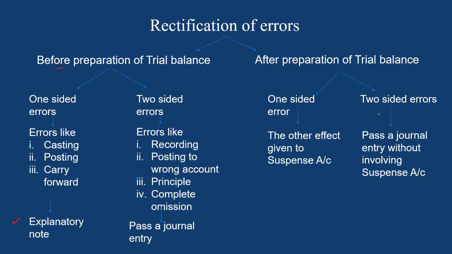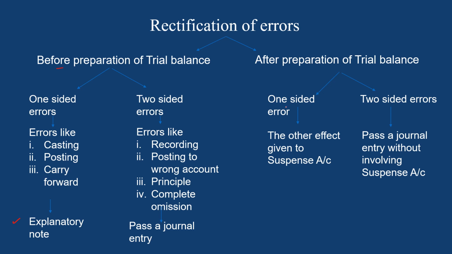The second type you can come across is two-sided errors. Normally, when the effect is on both sides, you would pass a normal journal entry by giving the correct debits and credits to the correct accounts and you would rectify it. You would not require suspense account. But sometimes the error is such that, although it is two-sided, it requires suspense account, and then you might need to pass that. I will explain that through an example.